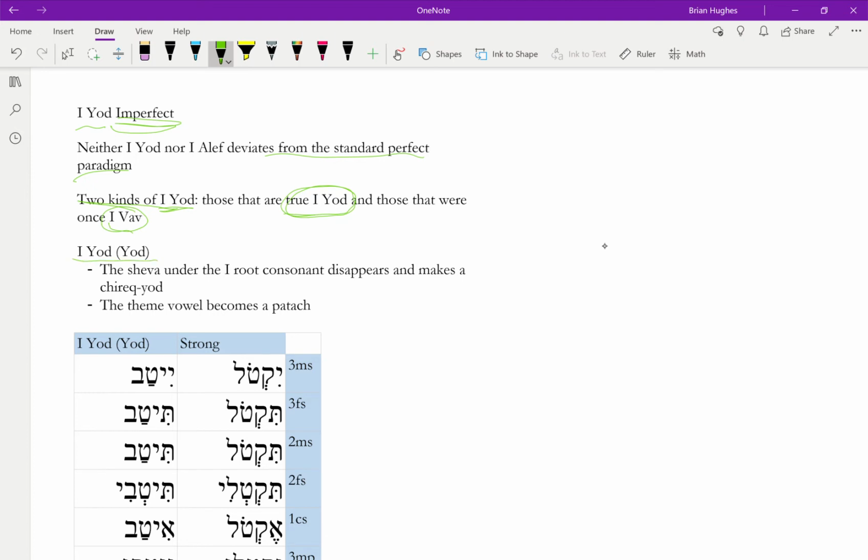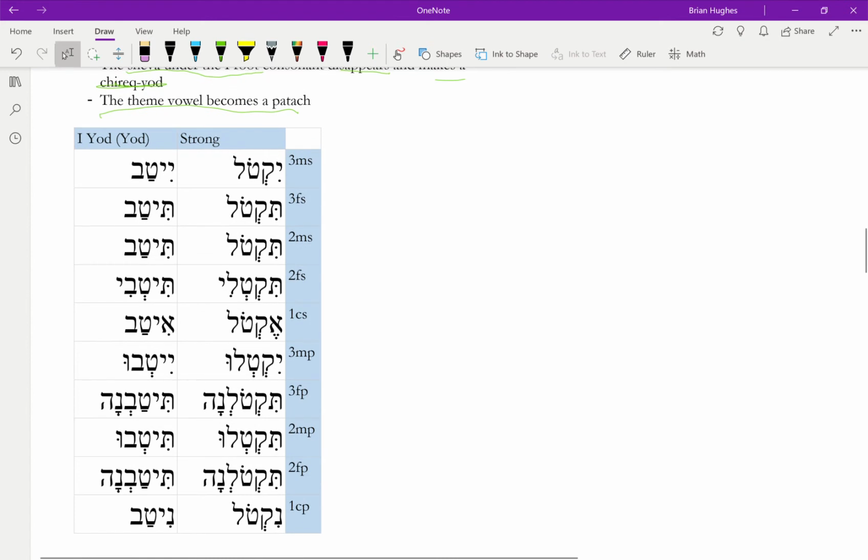For our first yods, and you can go ahead and start saying that, and just saying, oh, I'm learning how to parse first yods. Here are the changes. The shava under the first root consonant disappears and makes a hirek yod with the prefixed hirek. And then the theme vowel becomes a patak. So here are those changes for us. So instead of yiktol, we get yitav. So you can see how we don't have the shava here, and we get this hirek yod that just kind of lengthens the hirek sound, yitav, and this patak becomes the theme vowel.